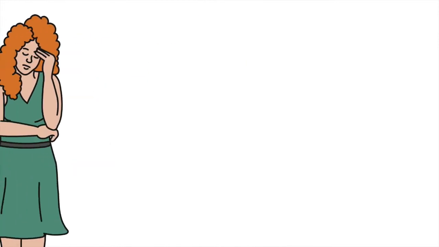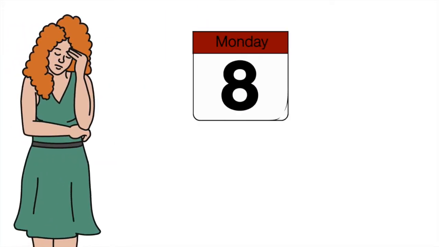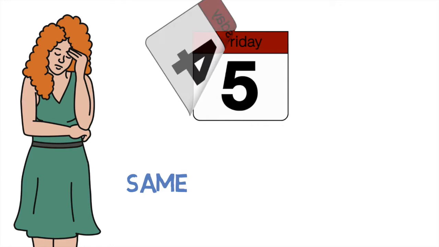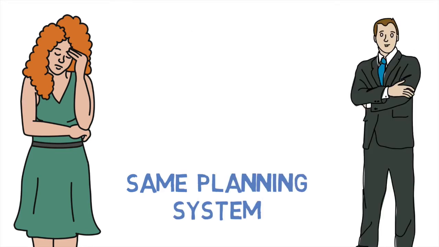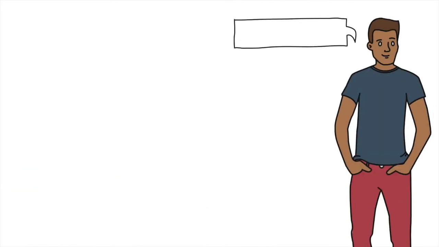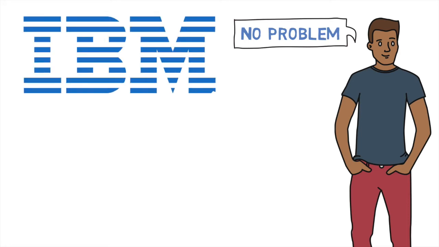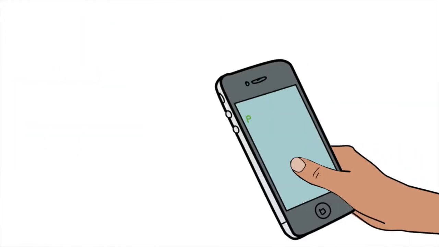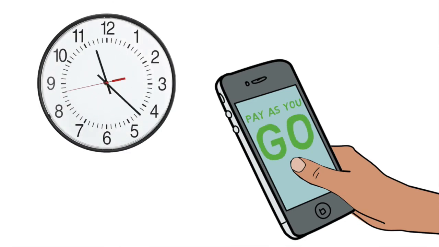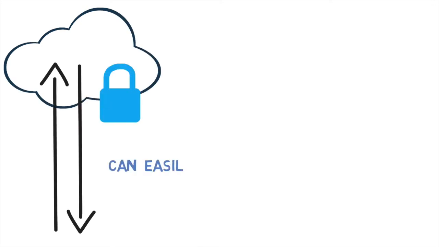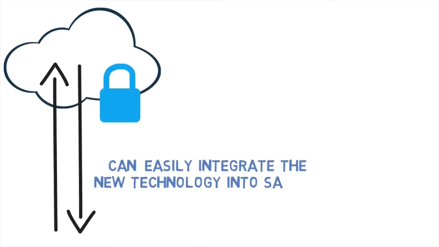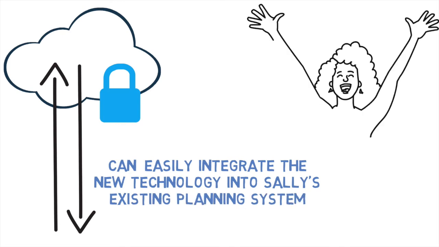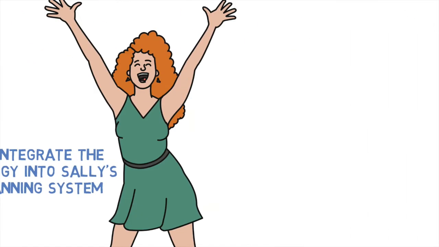Sally is skeptical. It will take weeks to procure new software, and she needs this solution tomorrow, and in the same planning system her boss is used to. "No problem," says Dave. "IBM Decision Optimization is available as a managed cloud service on Bluemix, with pay-as-you-go or subscription options." He can have it up and running in a few minutes. What's more, it comes with a handy REST API, meaning he can easily integrate the new technology into Sally's existing planning system. Sally is overjoyed.